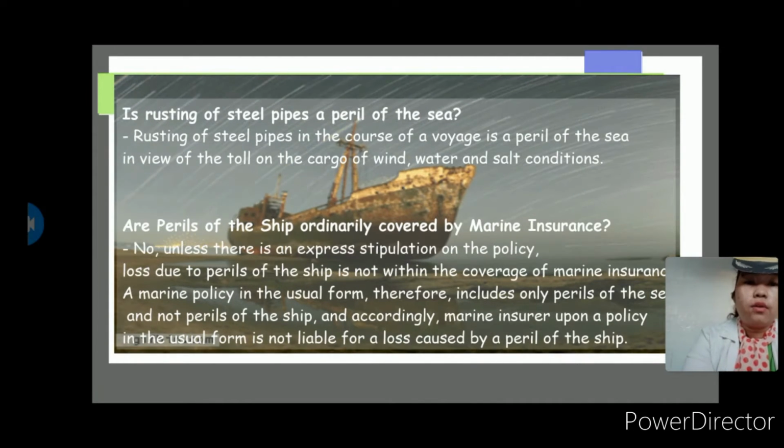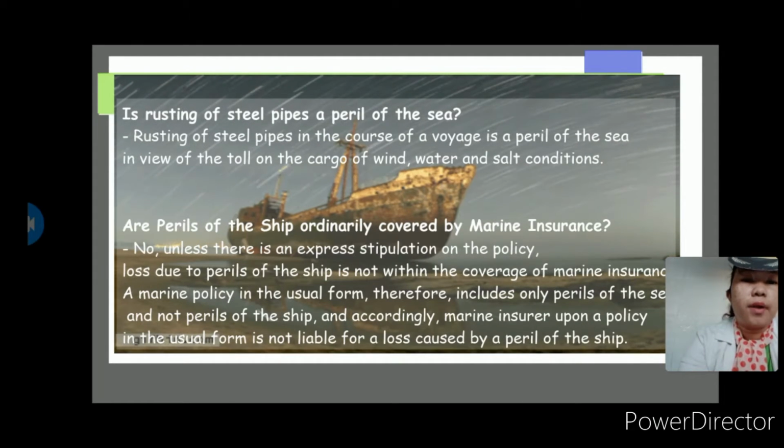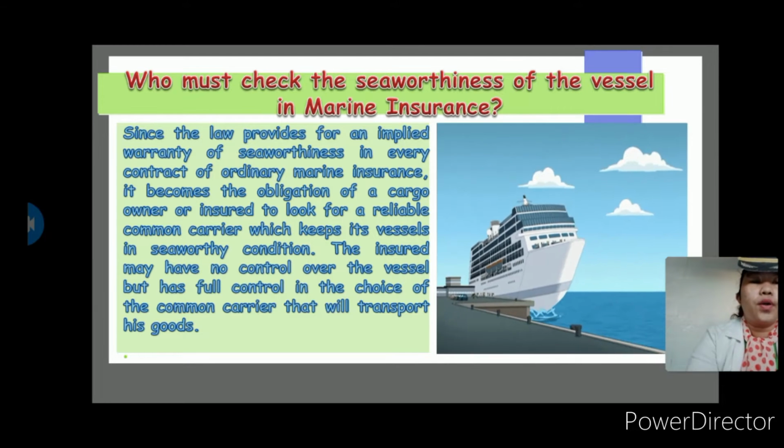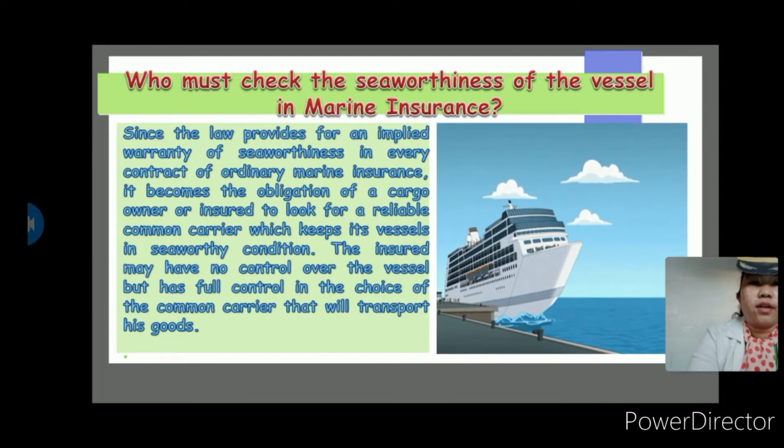The answer is no, unless there is an express stipulation on the policy. Loss due to perils of the ship is not within the coverage of marine insurance. A marine policy in usual form, therefore, includes only perils of the sea and not perils of the ship, and accordingly, a marine insurer upon a policy in the usual form is not liable for a loss caused by a peril of the ship. So who must check the seaworthiness of the vessel in marine insurance?